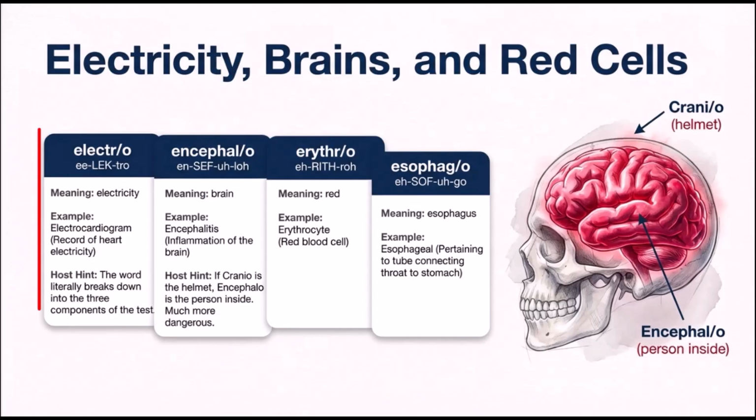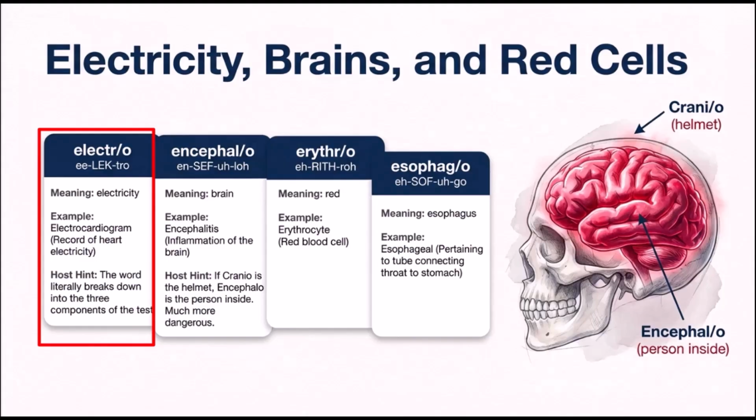Electro. Definition. Electricity. The body runs on it. Your entire nervous system, your muscles, your heart, they all operate on tiny electrical impulses. And the context is the famous EKG or ECG. Electrocardiogram. Let's break it down. It's a great one. Electricity plus cardio, heart, plus gram, a record or picture. So a record of the electricity of the heart. That's it. That squiggly line you see on the hospital monitor is literally a graph of the electrical impulse traveling through the heart muscle, telling it to contract.